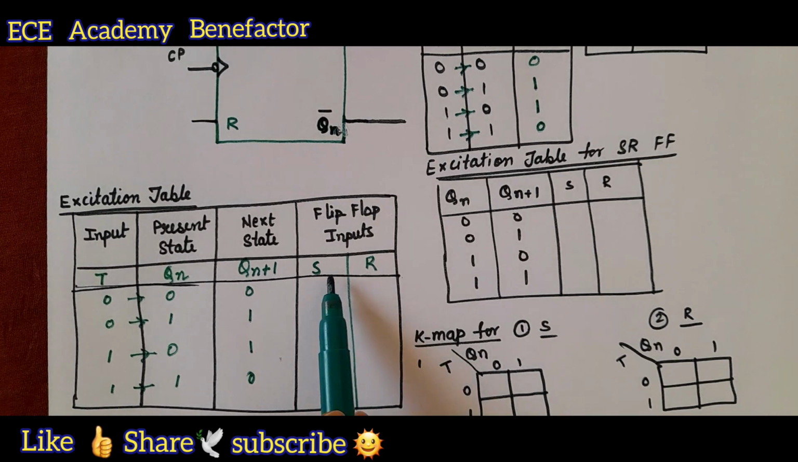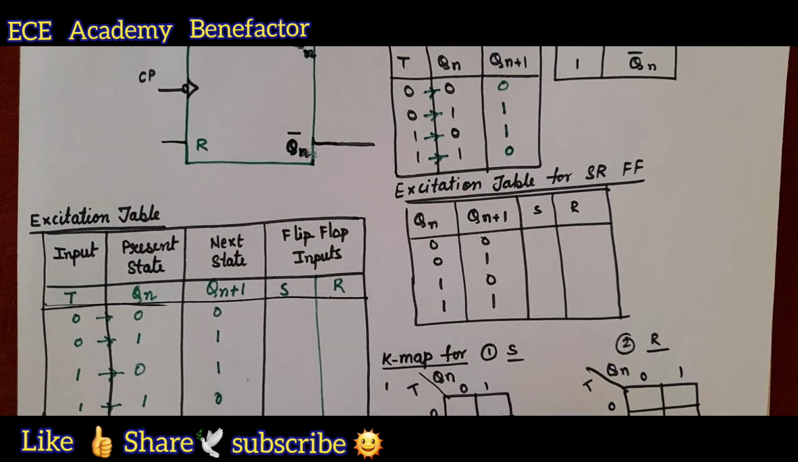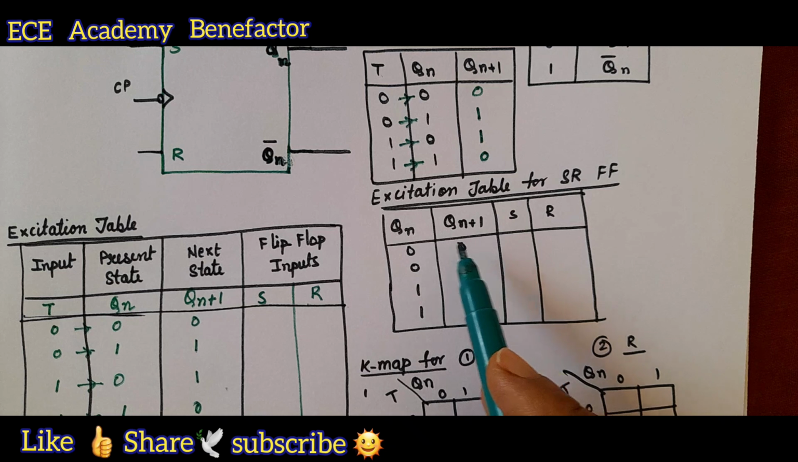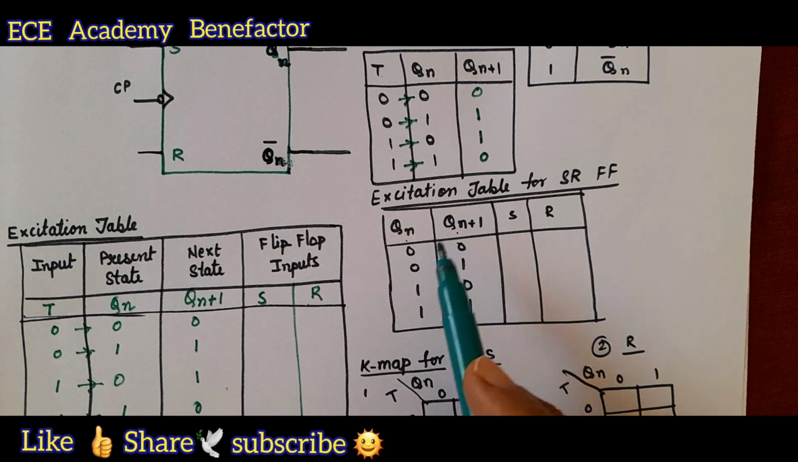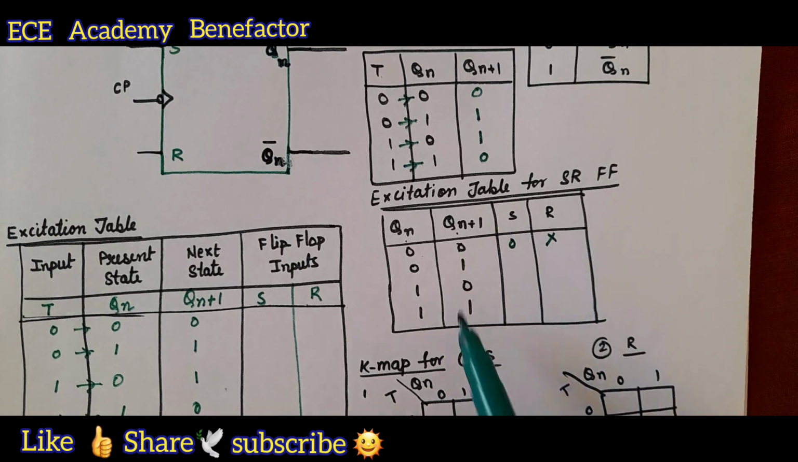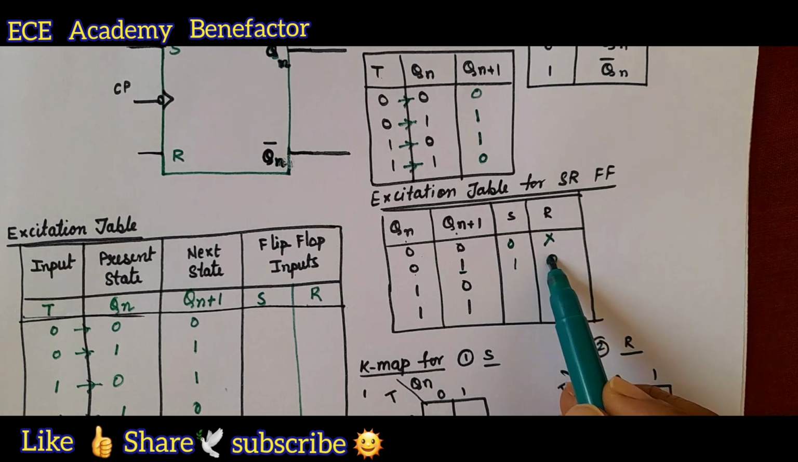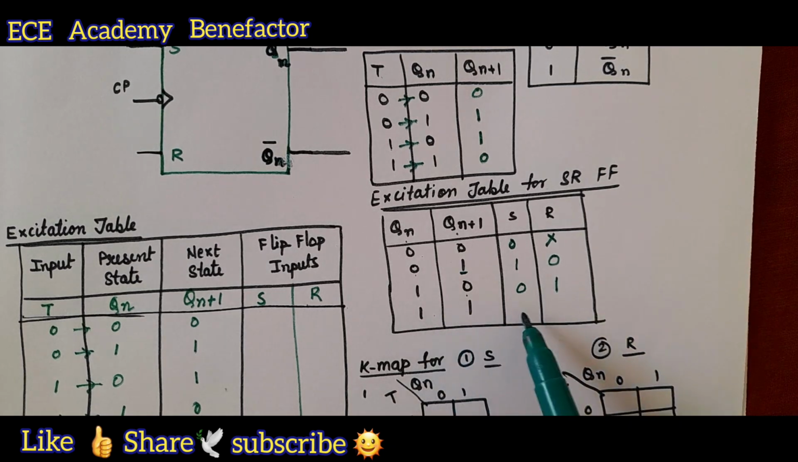Now we need to fill this flip-flop inputs. For filling this, we must know the excitation table of SR. So what is the excitation table of SR flip-flop? Let us quickly rewind it. For the excitation table we need Qn and Qn plus 1. When both are 0 0, what is SR? It is 0 x. When it is 0 1, Qn plus 1 is 1, so it becomes 1 0. For 1 0, it is 0 1. For 1 1, it is x 0. This is the excitation table.